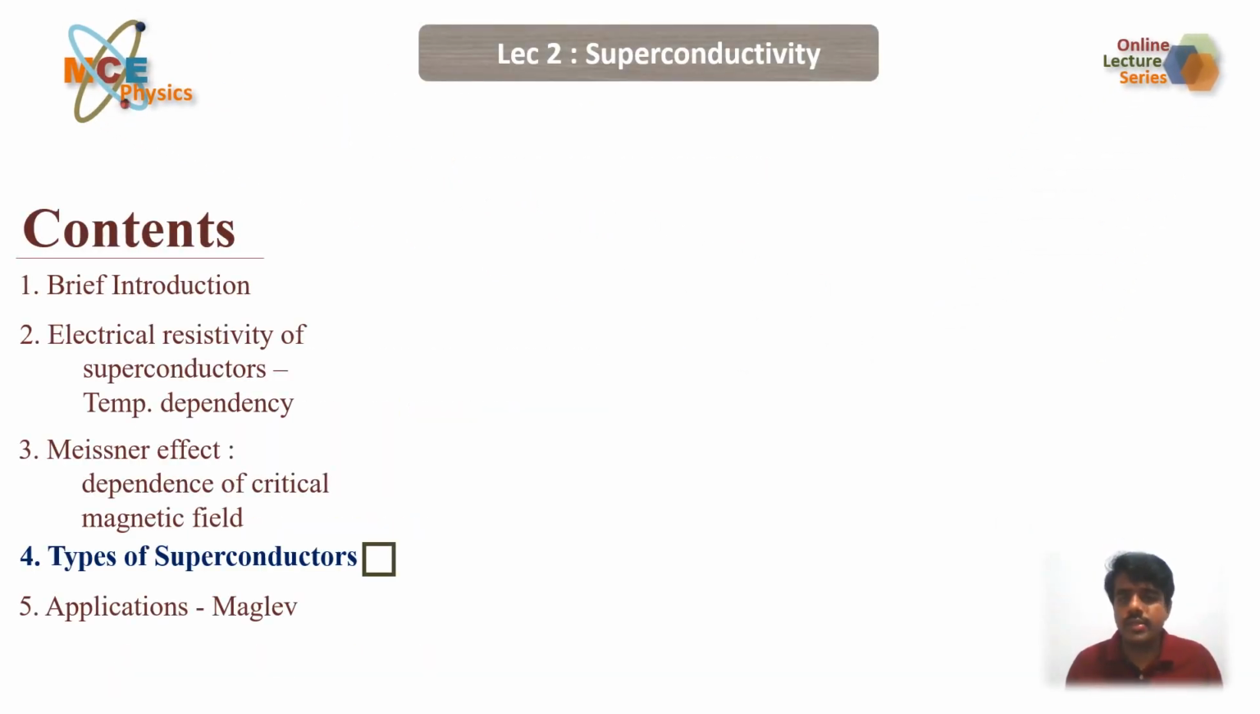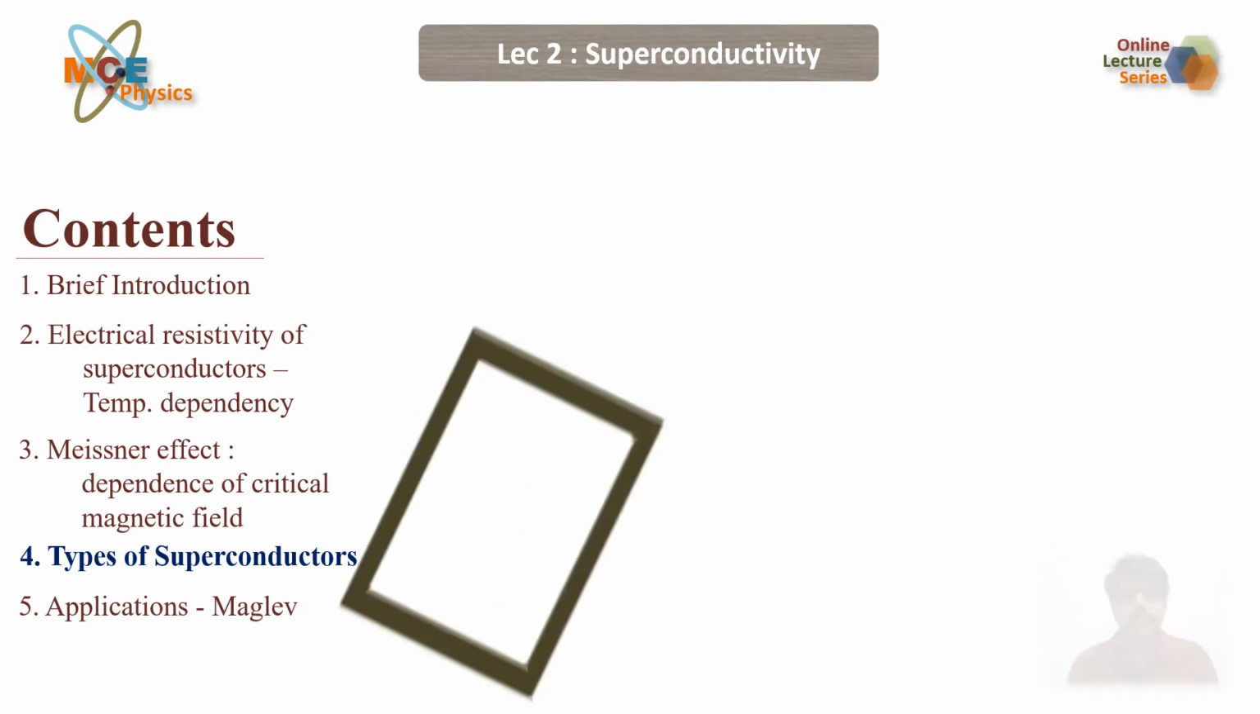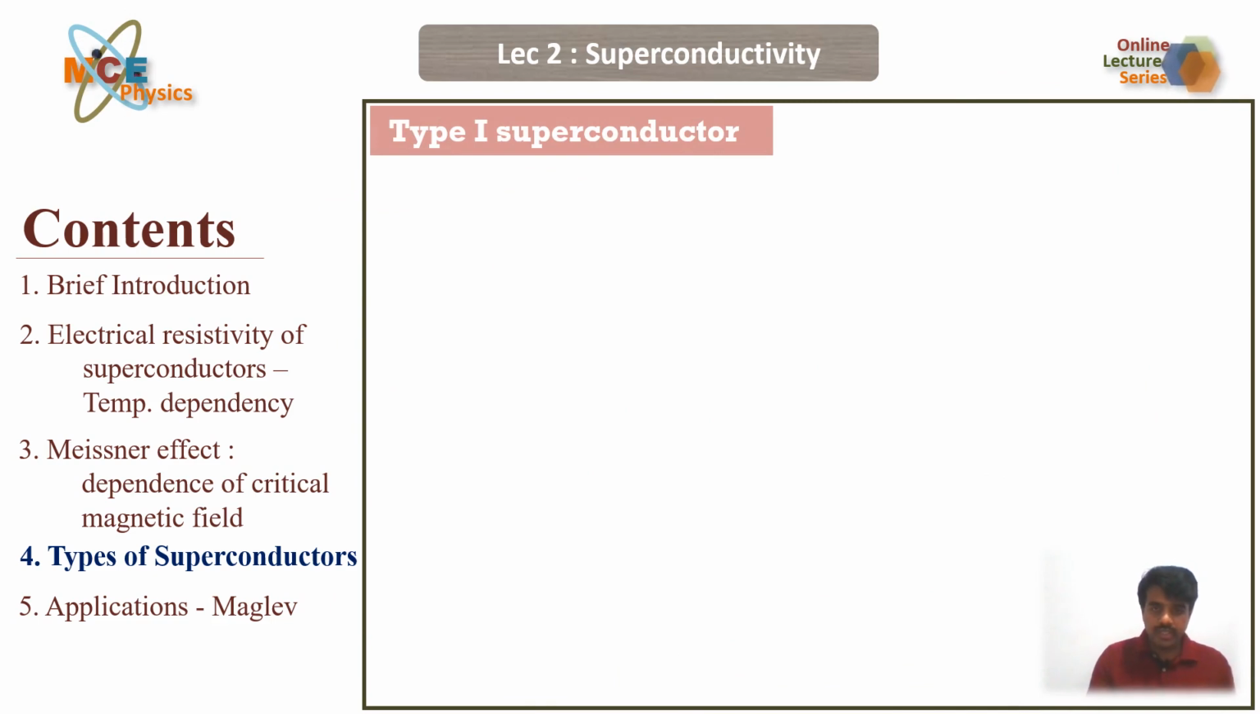The fourth content is on types of superconductors. There are 2 types: type 1 and type 2 superconductors. We'll take them up one by one. So let us take type 1 superconductors.